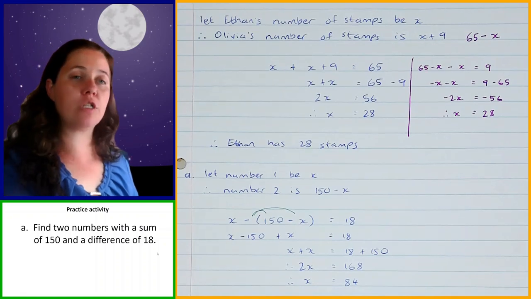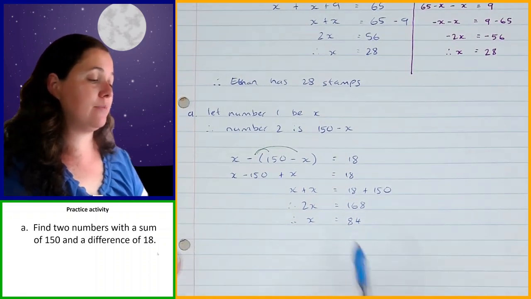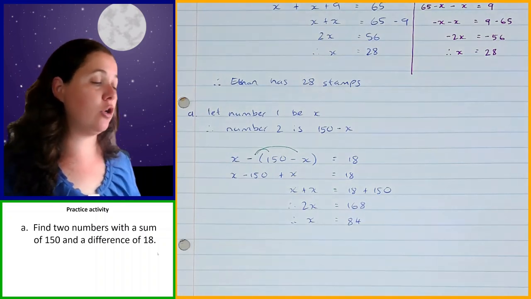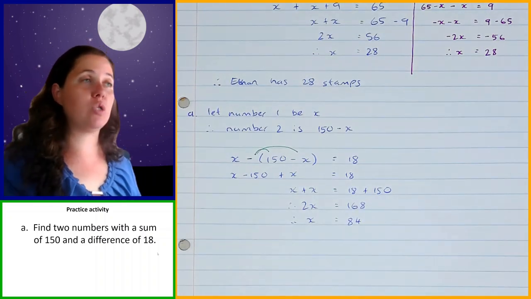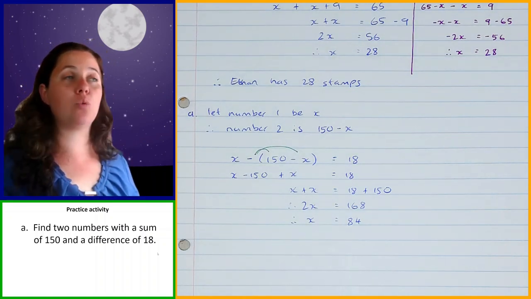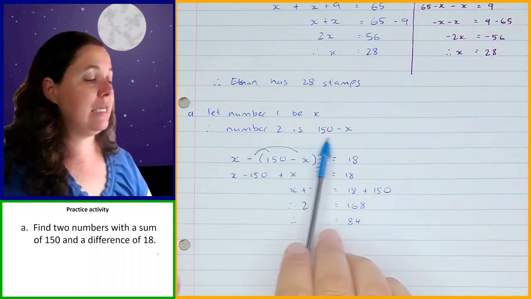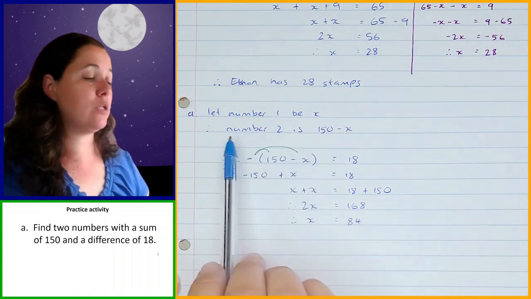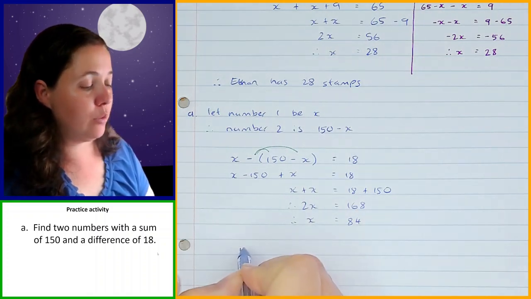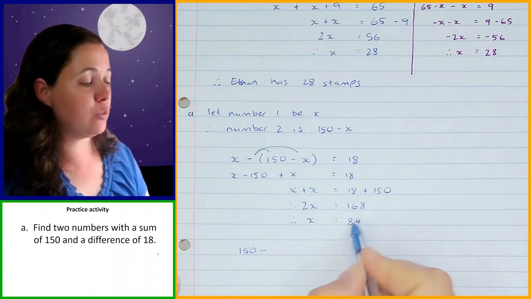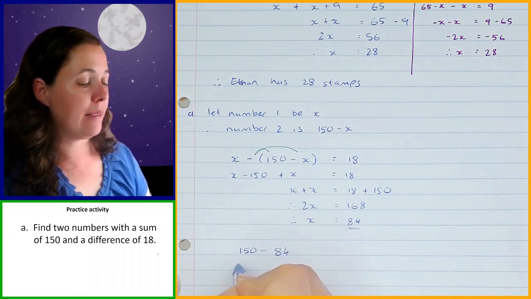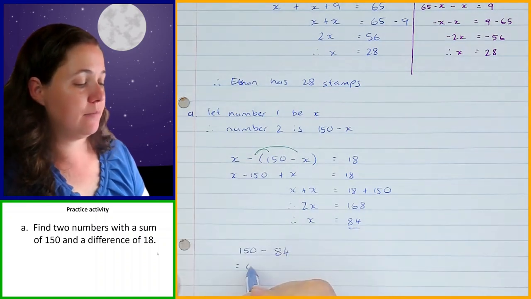Okay, so once you've got your value of x, we weren't only asked to work out one of the numbers. We weren't only asked to work out number one. We were also asked to work out the second number as well. So now we have to use that to help us work out what the second number would be. Now we know that the second number is 150 minus x. That's what we said number two is. So let's work that out quickly. 150 minus x, which we have now worked out, is 84. So 84 over there, that gives me 66.